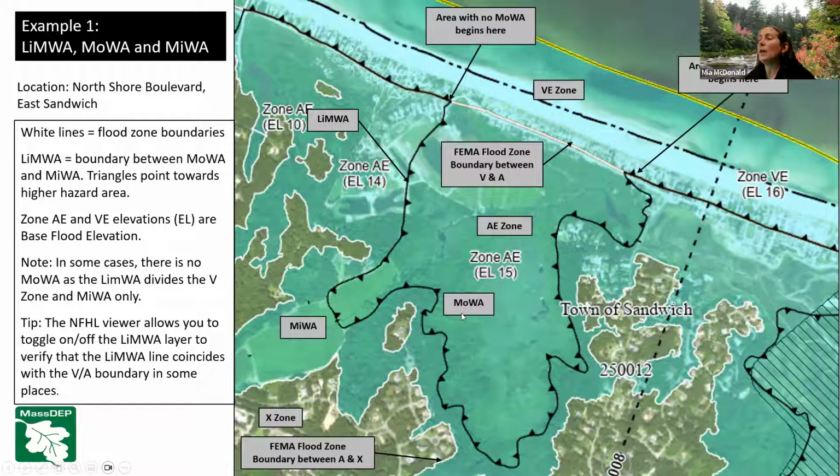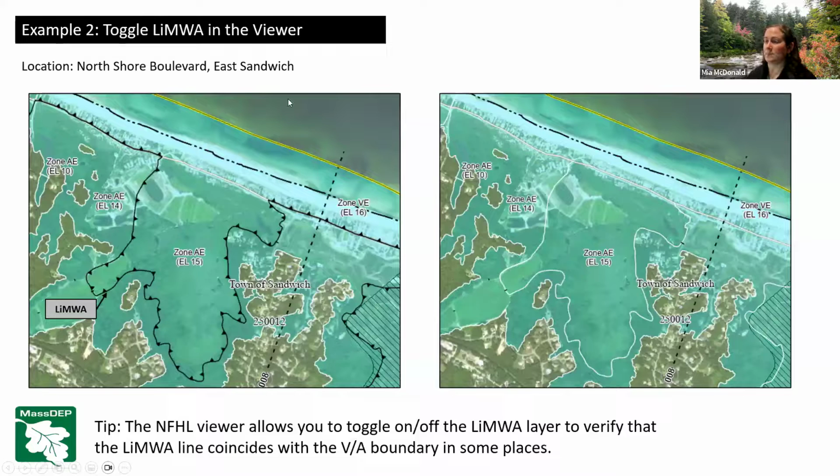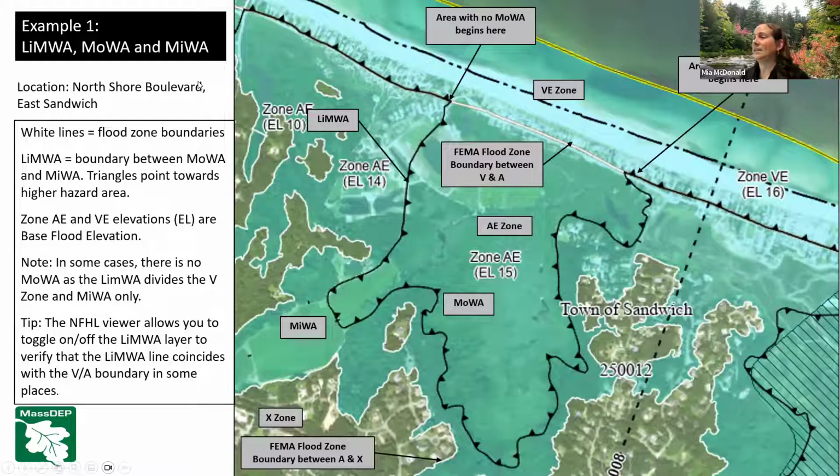In this example, we have an area where the LIMWA up here, can you guys see my cursor up here? Up here, we can see the LIMWA is separating the VE zone from the MIWA, because we can follow that MIWA all the way around here. In this case, there is no MOA. As Becca said earlier, it's not that there isn't one. The reason there's no MOA is due to topography and change in elevation. Where there is no MOA, the elevations are rising more quickly.